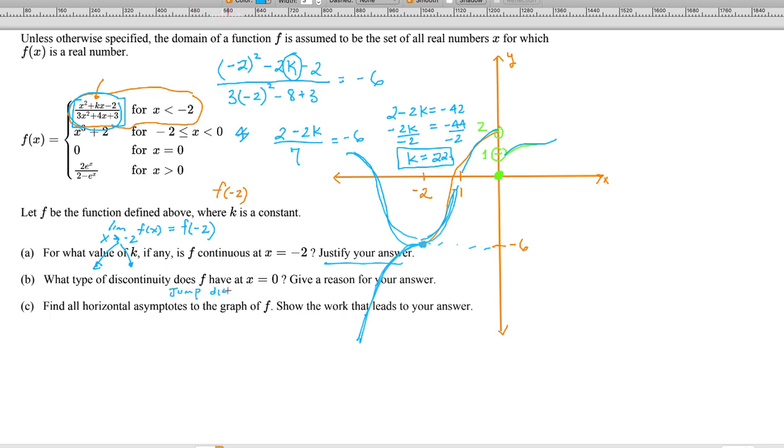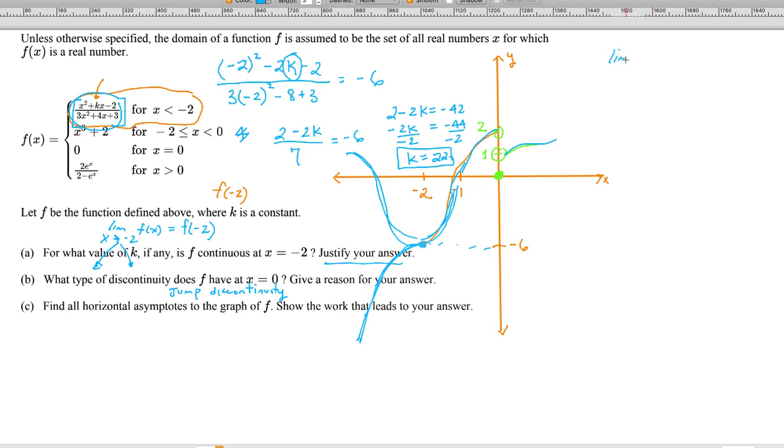The reason for this discontinuity is basically that the left-hand limit does not equal the right-hand limit, but both of them exist. So that's the way you could say that. The left-hand limit equals 2, the right-hand limit equals 1. These two limits aren't equal, so therefore it can't be continuous at 0, right?